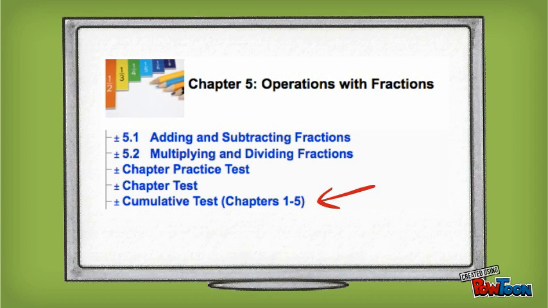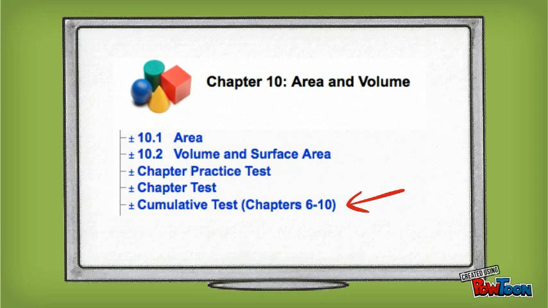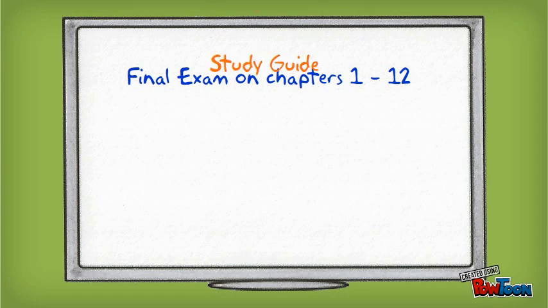There are 2 cumulative tests in this course. The first covers chapters 1 through 5. The second covers chapters 6 through 10. We can gladly review together before you take these tests. Finally, you'll take the final exam. There is a study guide provided at the bottom of the course site to help you review. You can even print it out right away and fill it in as you're taking the course.